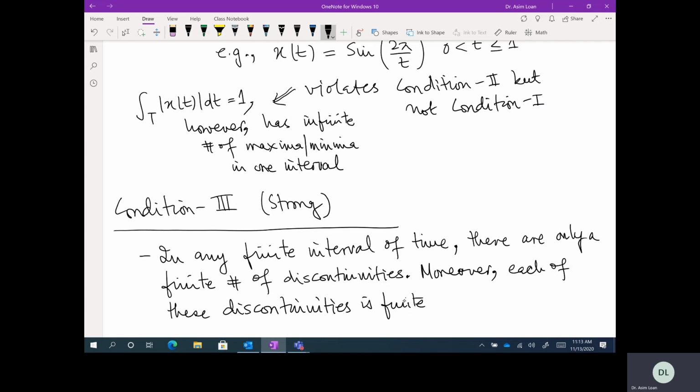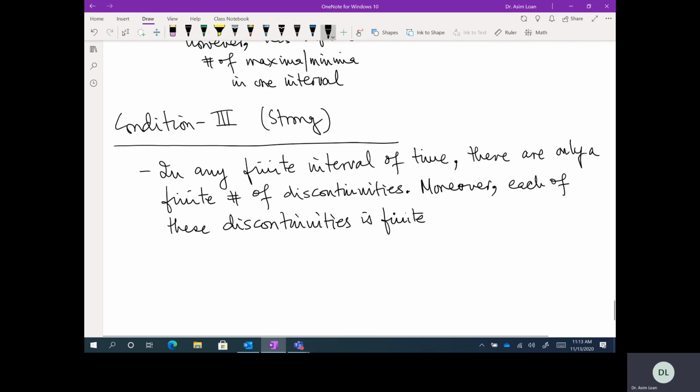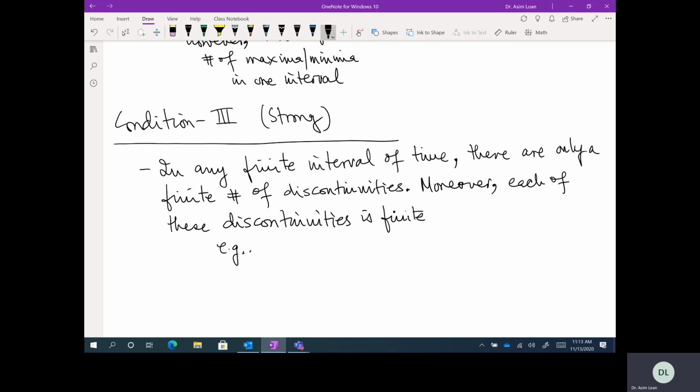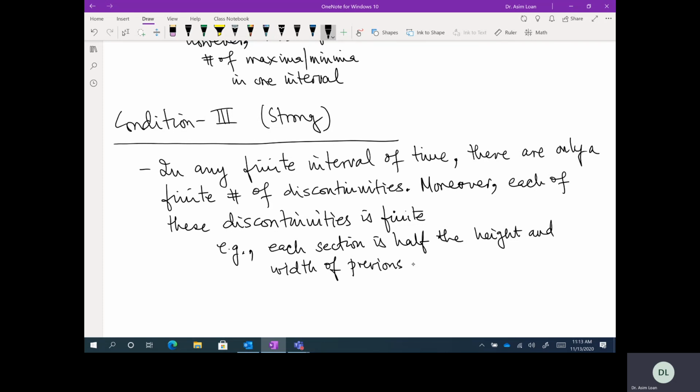If you have a finite number of finite discontinuities, then it's all right. If you don't, then this is a problem. So for example, again, there's a picture in your book. Each section of a signal is half the height and width of the previous section. Then this will not have a finite number of finite discontinuities.